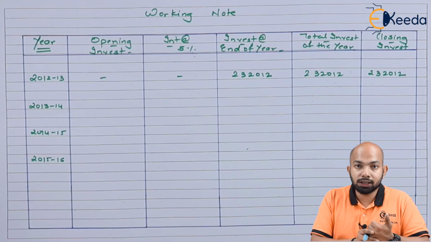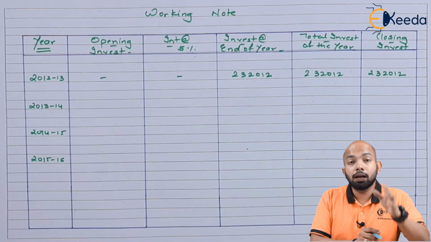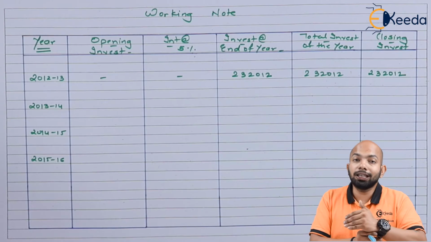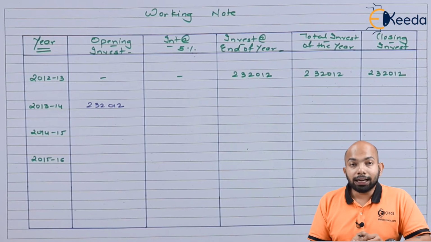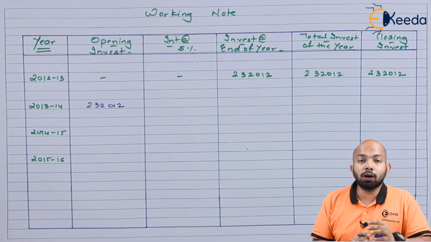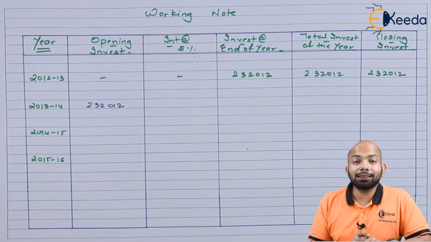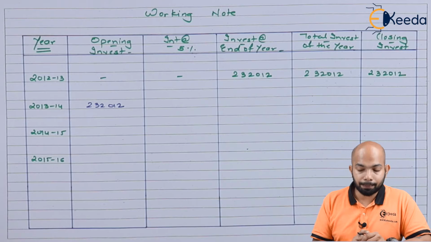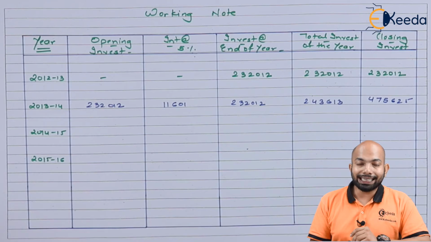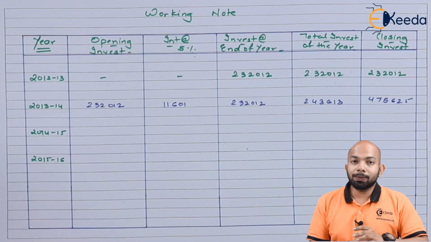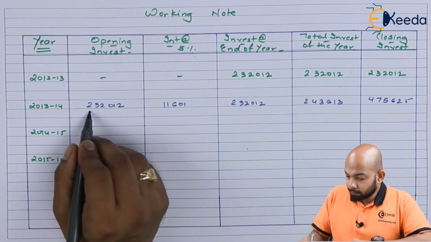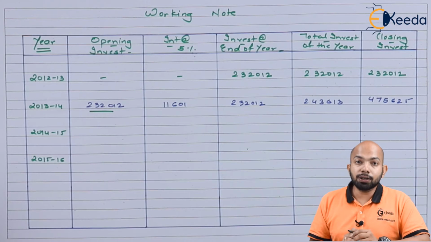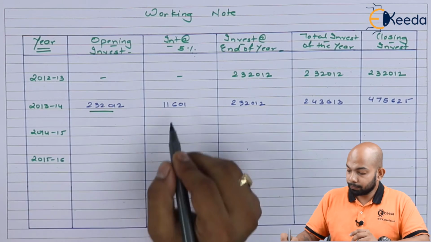So let's figure out how it is done for the second year. That means for 2012-13 we have done, we'll go ahead with the 13-14 calculation. Now the opening investment for the year 13-14 is 2,32,012 rupees. On that you have to figure out 5% interest on this kind of investment. So if you can see, we have mentioned the working for the second year as well. Now the opening investment that we have done here is 2,32,012 rupees, which is taken from the previous year's closing. The interest on it at 5% gives you 11,601 rupees.